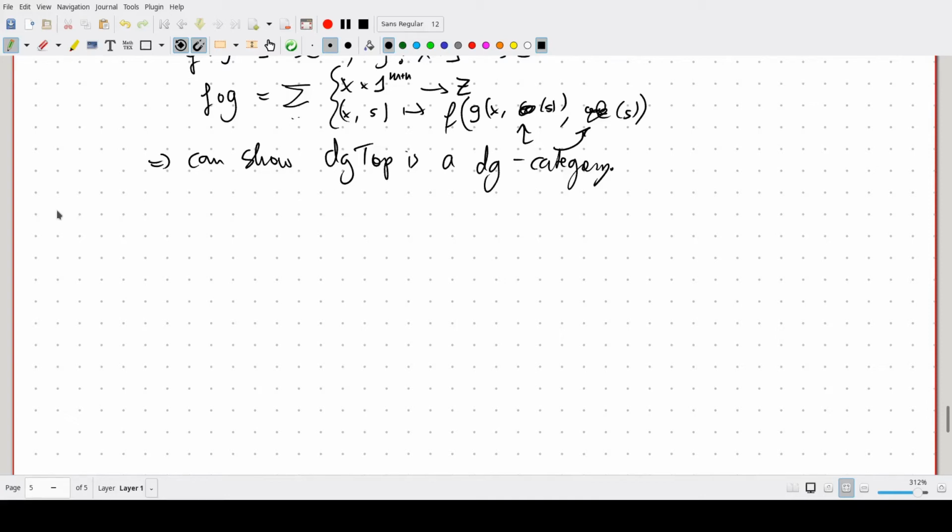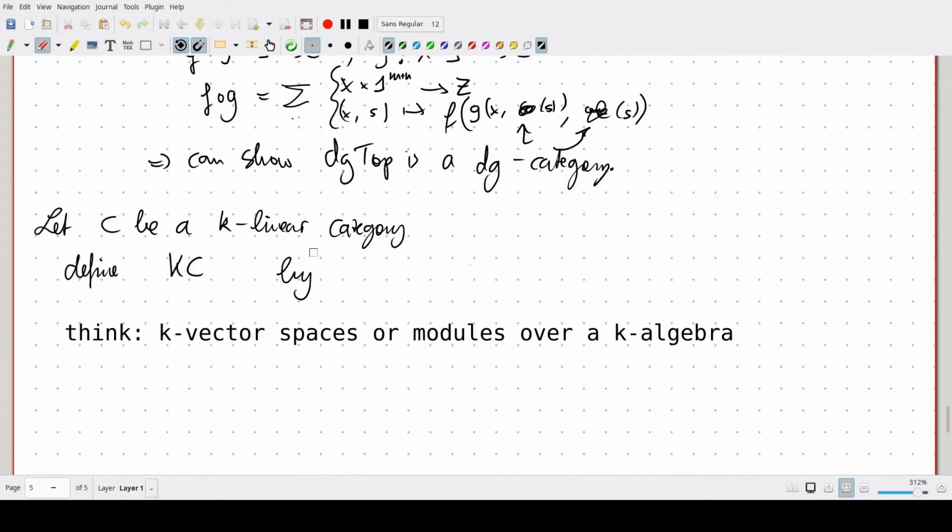Now for an example that sort of motivates all of this from the algebra side, let C be a K-linear category, or a K-linear category if you like. Then define KC. Now I didn't really go into that, but in a K-linear category you have the notion of kernels and images and whatnot. So there is some concept of some sequence being exact or some sequence being a complex.